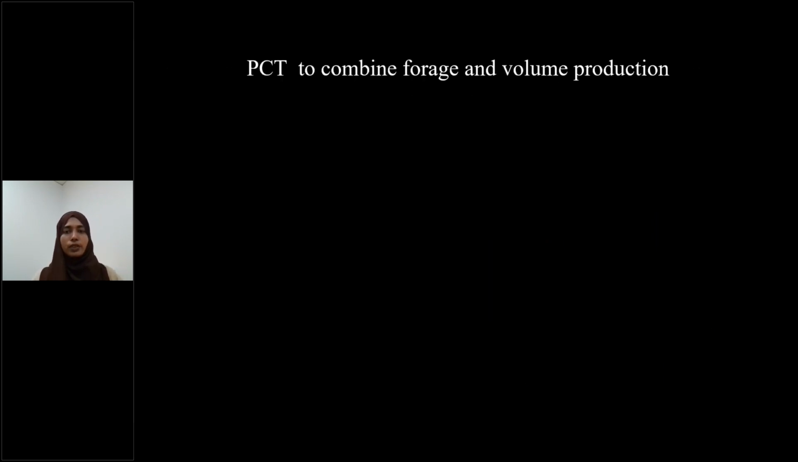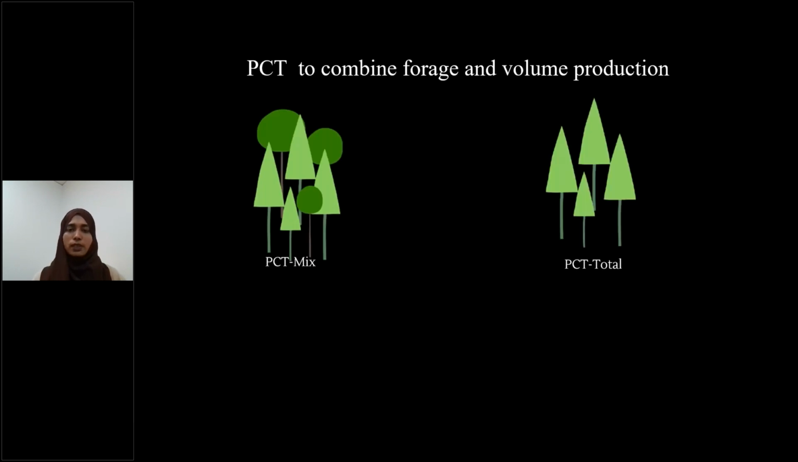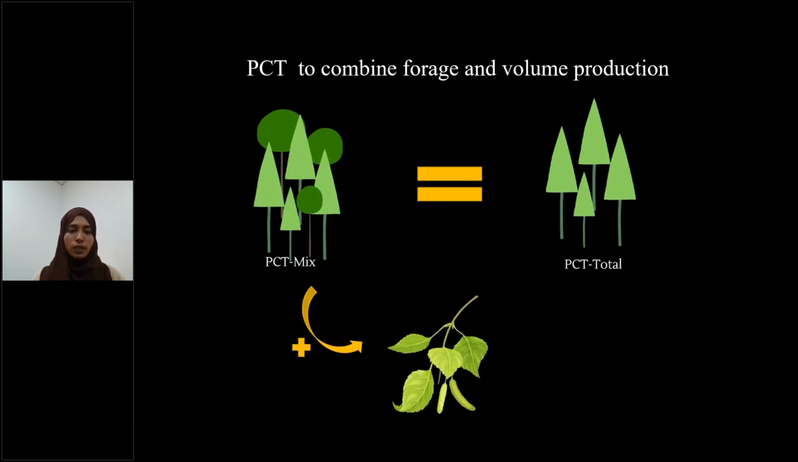And after 3 growing seasons, we found that there is no difference between PCT mixed and PCT total in terms of the volume production of Norway spruce. And also from the PCT mixed, we got an abundance of forage for ungulates. But after 3 growing seasons, there is also lots of stump sprout there. And so in terms of forage, we also can use PCT total.